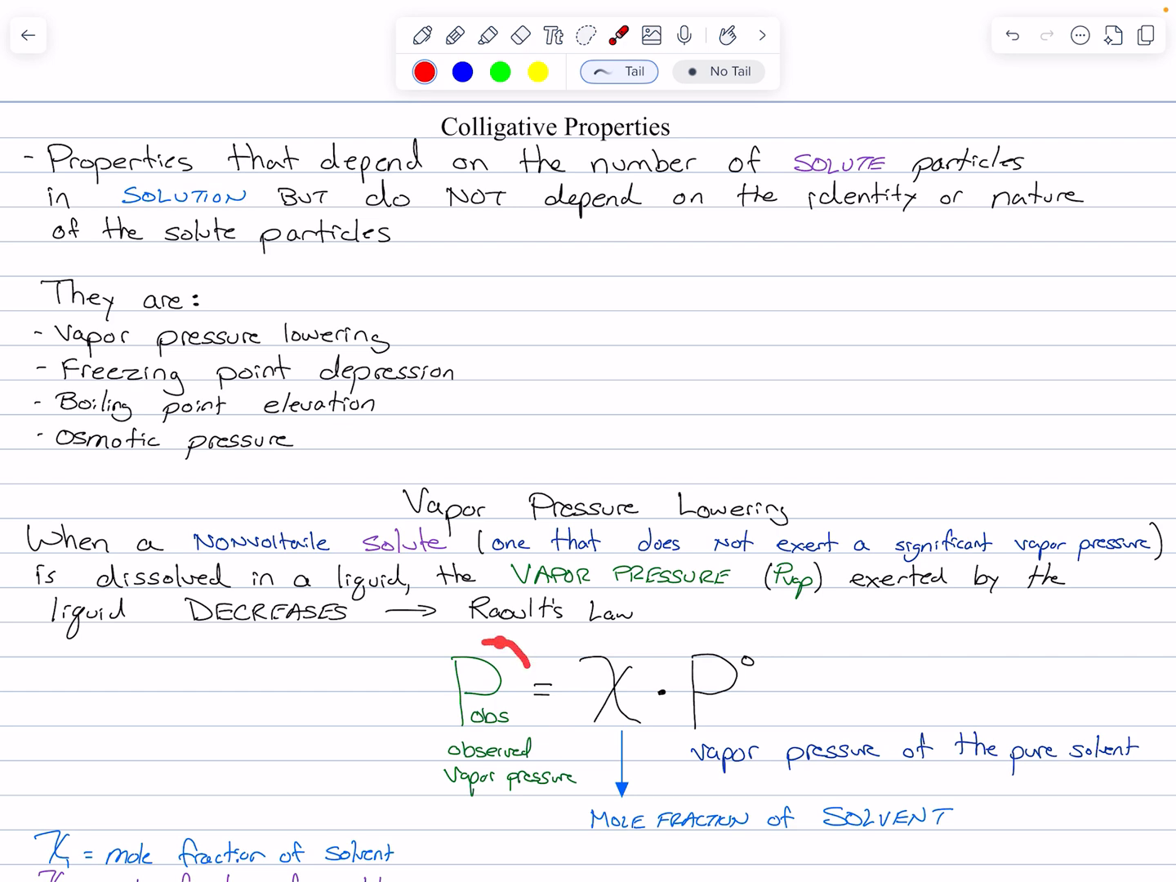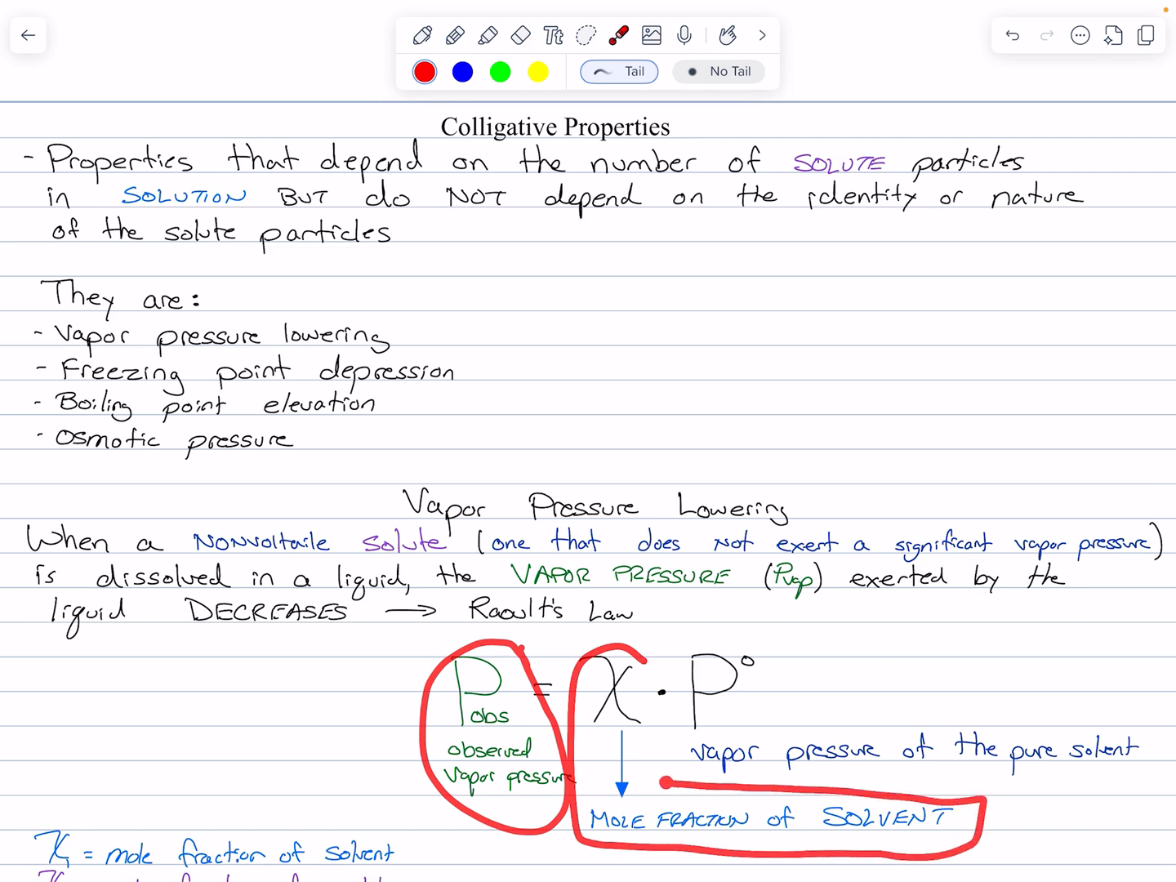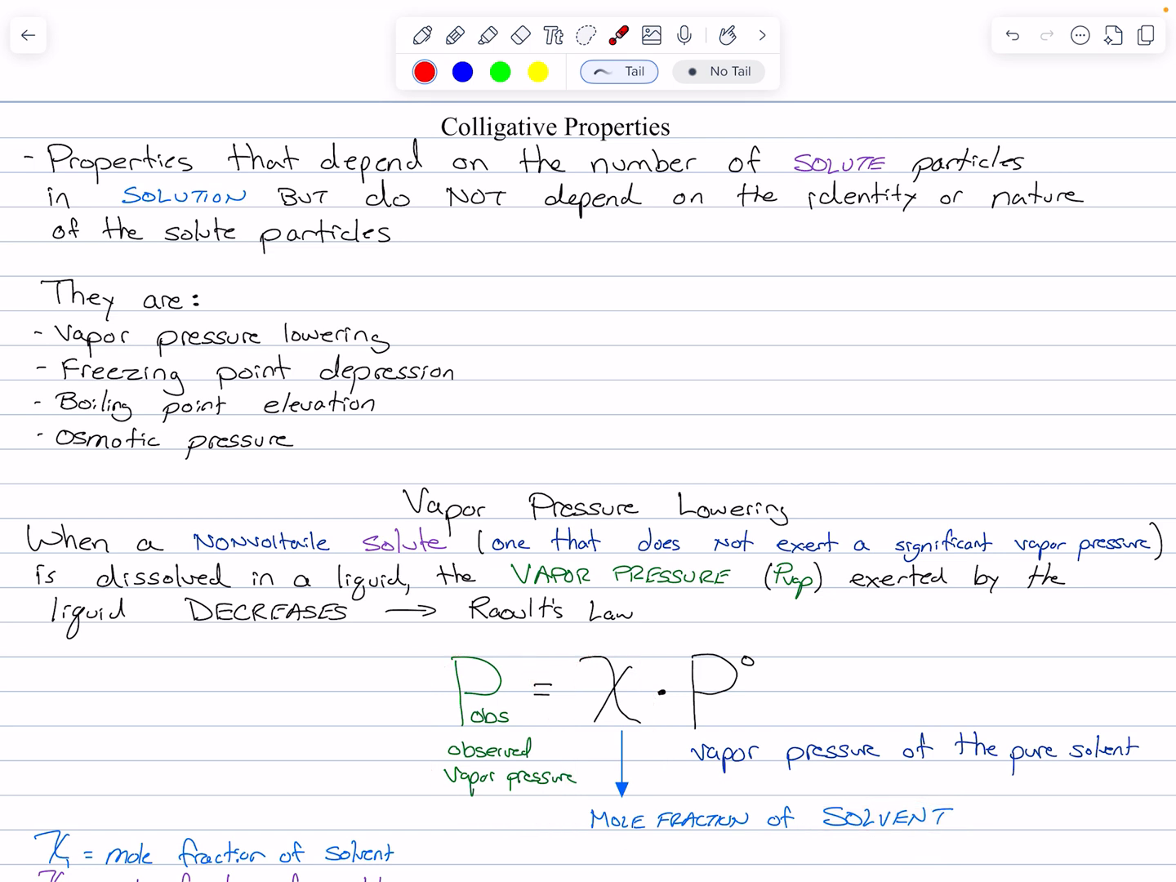So we have the observed vapor pressure is equal to the mole fraction of solvent. That's very important. This is the hard part right there, the solvent. A lot of times we do mole fraction, it's always mole fraction of solute. This one's a solvent. And then this is the vapor pressure of the pure solvent, right? And so hopefully that makes sense.